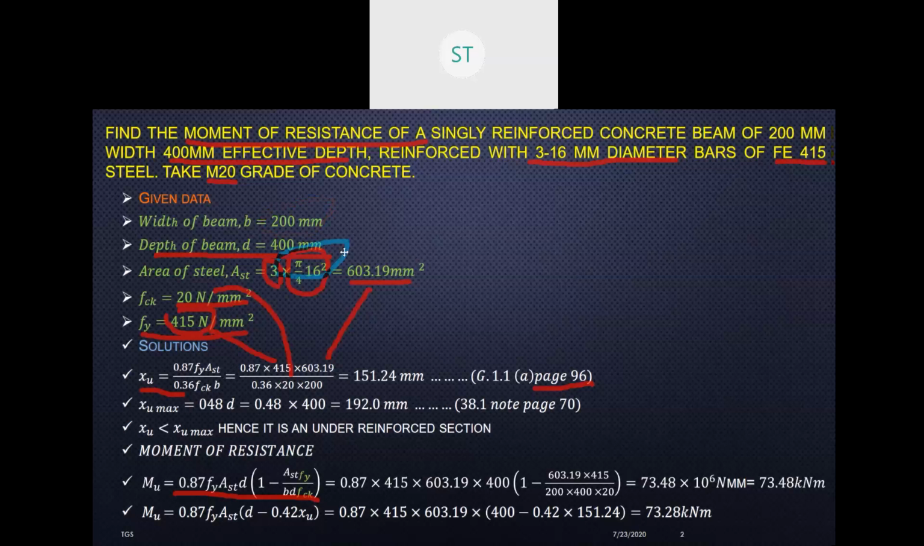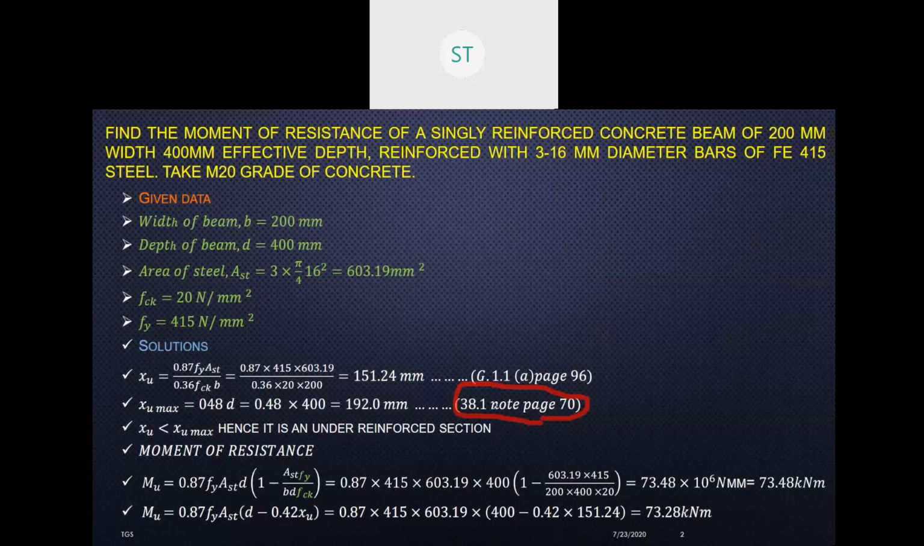Substituting the value 200 and solving this, we get 151.24 millimeter. So this is the value of xu. Now we have to calculate the value of xu max. We know xu max by d from page 70, under assumption 38.1. Under that, there is a note provided.